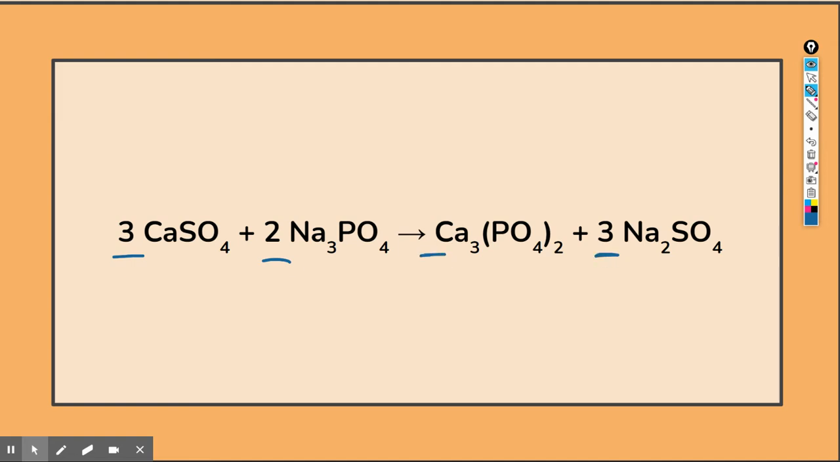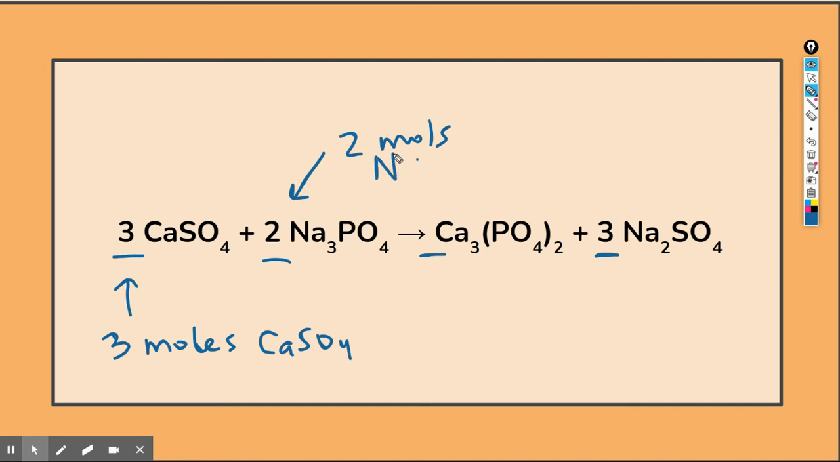What these actually stand for are 3 moles of CaSO4. And this actually stands for 2 moles of Na3PO4. So in reality, this entire reaction is saying that if we react 3 moles of CaSO4 with 2 moles of Na3PO4, we will produce a single mole of Ca3(PO4)2 and 3 moles of Na2SO4.